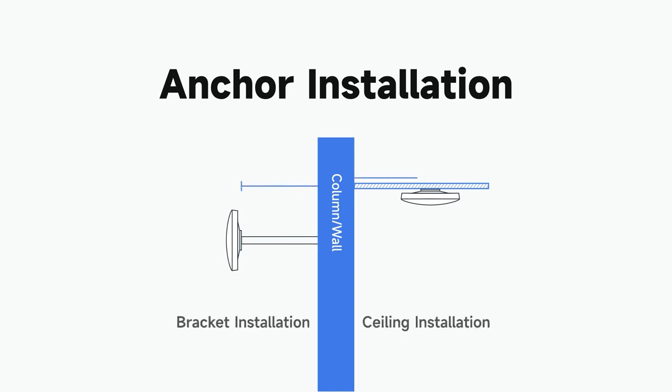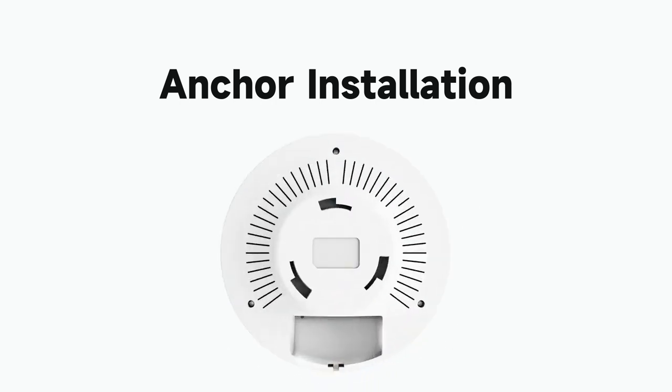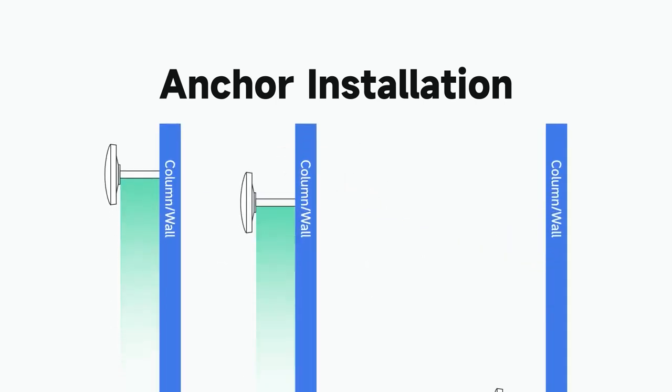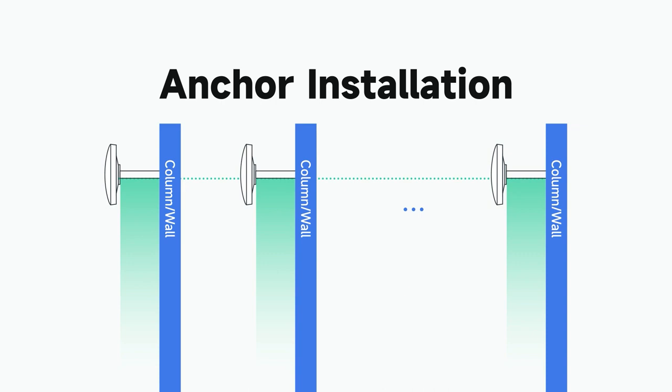The antenna of the anchor should be at least 15 centimeters away from the wall. This requirement is intended to reduce the signal interference to the antenna. The indoor anchor has a built-in antenna, which is located on the back of the center, and this part should not be in direct contact with the metal support. The anchors should be located at the same height. The height of the layout should not be lower than the human body.